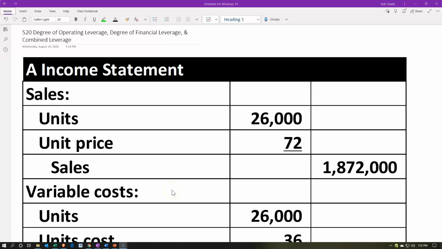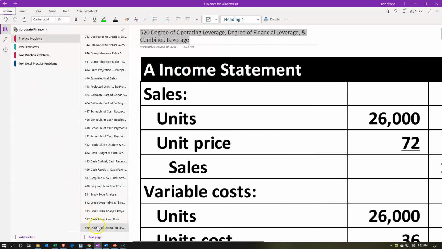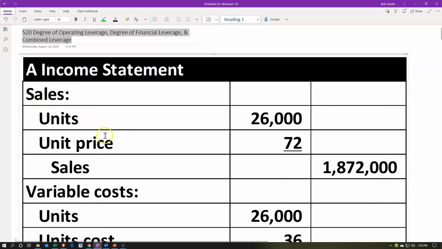Here we are in OneNote. If you would like to follow along in OneNote, you're not required to do so, but if you have access to it and would like to, we are in the 520 degree of operating leverage, degree of financial leverage, and combined leverage tab in the practice problems section. Now, we started this problem in a prior presentation focusing in on the degree of operating leverage, so we're going to be a ways down if you're working with this OneNote presentation. We're going to scroll a bit down to get to it. If you've missed the prior presentation, you probably want to take a look at that first.